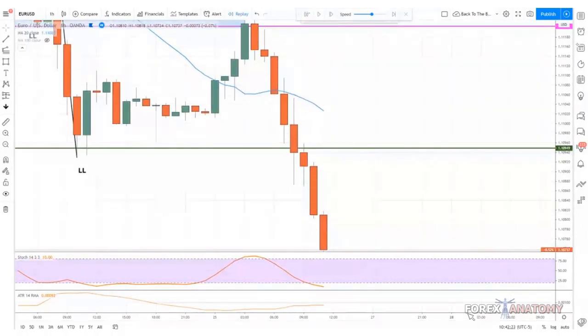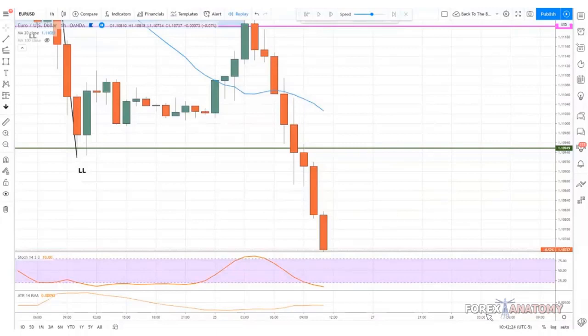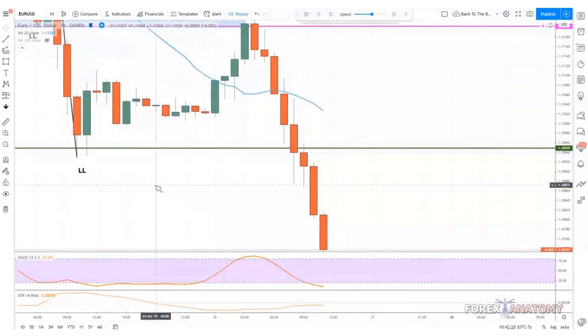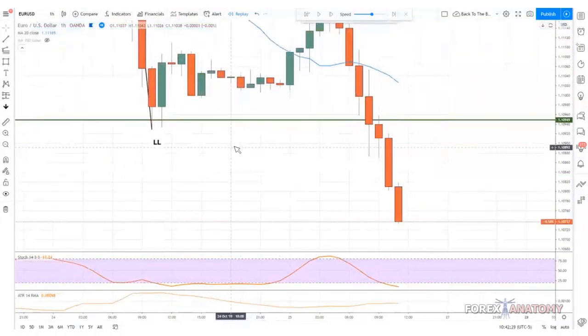Do you simply do this on a 1 hour, or do you go from higher to lower time frames with this method? To be honest with you, you could use this on any time frame, but I primarily did most of the back testing on the 1 hour time frame, and it really works like a charm. It works really, really good.